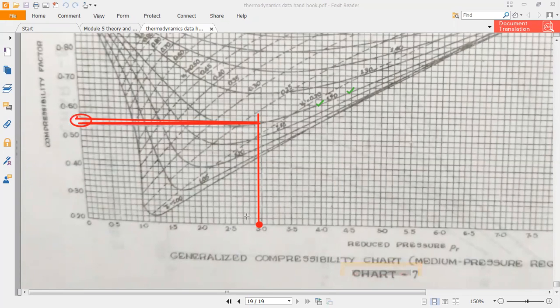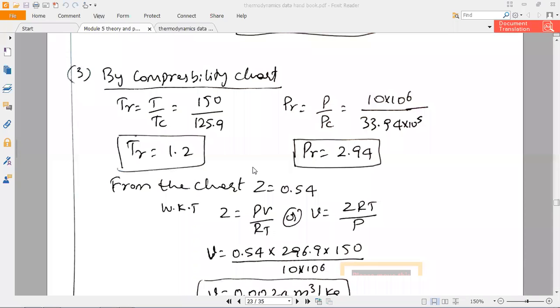Just this is the PR value, and select the TR value. If it is 1.2 or 1.5, take one vertical line and fall on that curve, and from that curve draw the horizontal line that should fall on the compressibility factor, that is the y-axis. Find out what the Z value is. In this problem, Z is equal to 0.54.